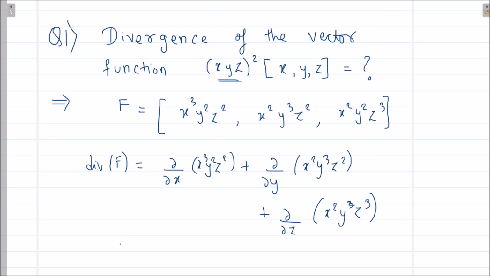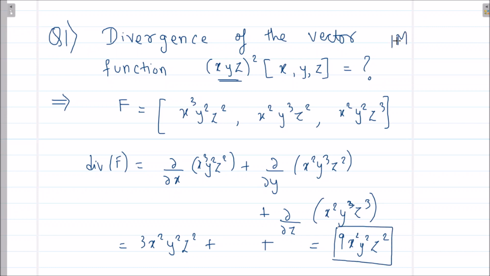And I think from here it is easy. The first is 3 x square y square z square, plus again 3 x square y square z square, plus again 3 x square y square z square. So your answer will be 9 times x square y square z square. So this is the answer for the first question, and if at all such a question comes, it will come for 1 mark because you have to simply take the partial derivative. Okay, so this was the first question.